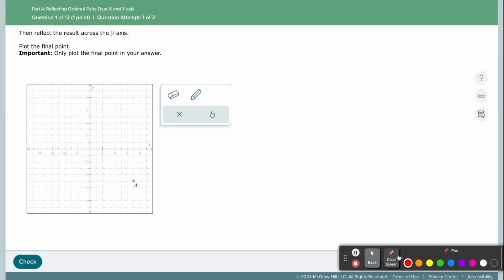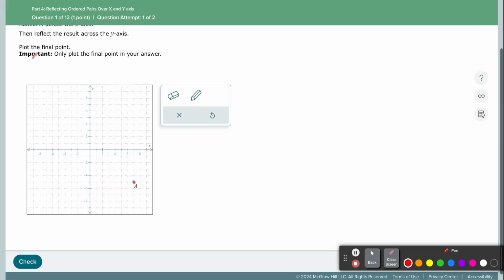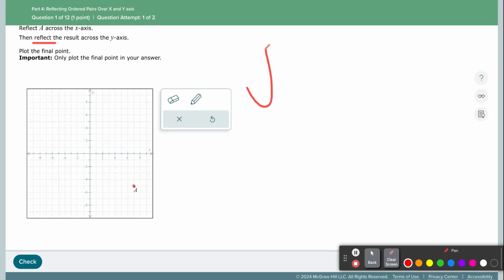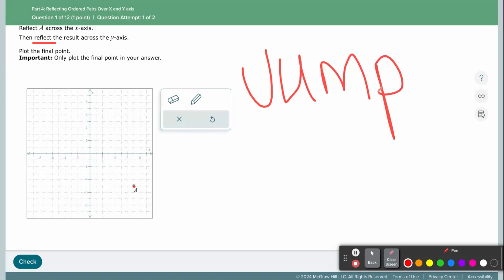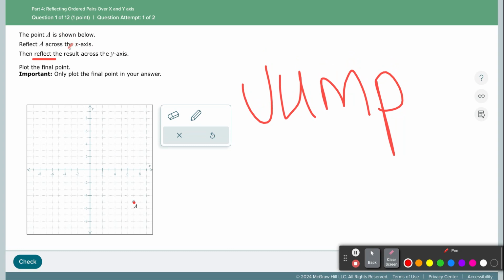So here we go. I always say pretend that you have a spatula and you are flipping it over something, or you can just replace the word reflect with the word jump. So you're going to jump over the x-axis and then the y. Starting here, if you have to jump over the x-axis, where would you end up? This is the x-axis. If I had to jump over it, I'm going to be over here somewhere, right?